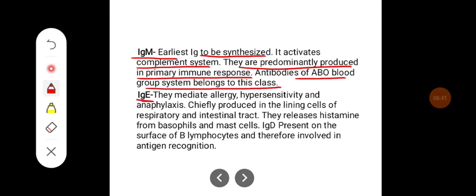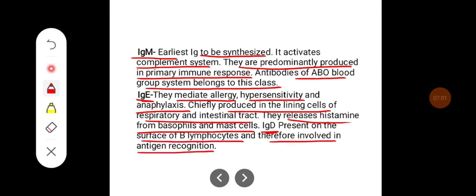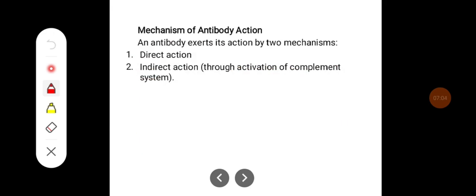IgE, they mediate allergy, hypersensitivity, and anaphylaxis, chiefly produced in the linings of the respiratory and intestinal tract. They release histamine from basophils and mast cells. The last one, IgD, is present on the surface of B lymphocytes and therefore they are involved in antigen recognition. Mechanism of antibody action. The antibody exerts its action by two mechanisms, direct and indirect. Indirect action is mainly by activation of the complement system.